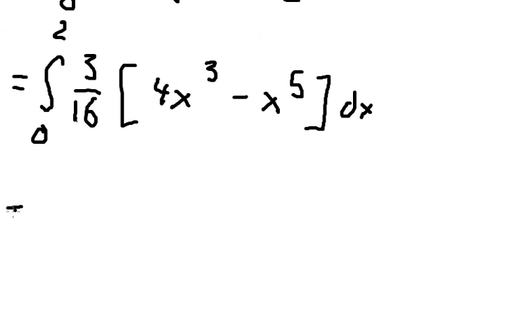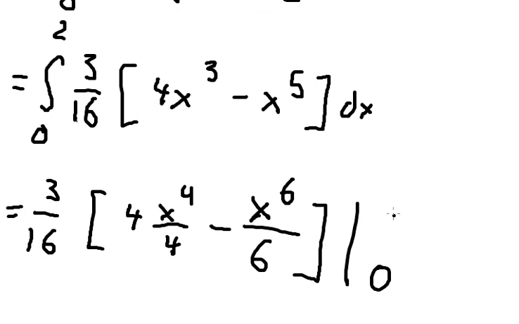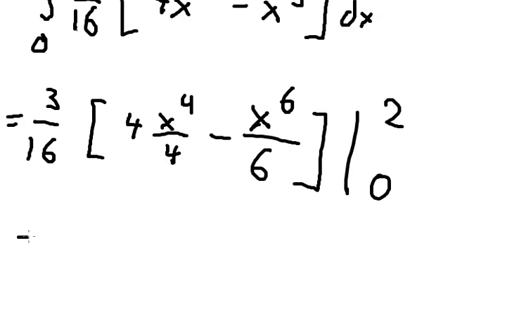Next, the integration of x to the power of 3. We have x to the power of 4 over 4. This one is number 6. And I will put the bounds from 0 to number 2. So I will put number 2 going here, number 0 going here. And now we have the final answer. You get number 1. And this is the final answer.